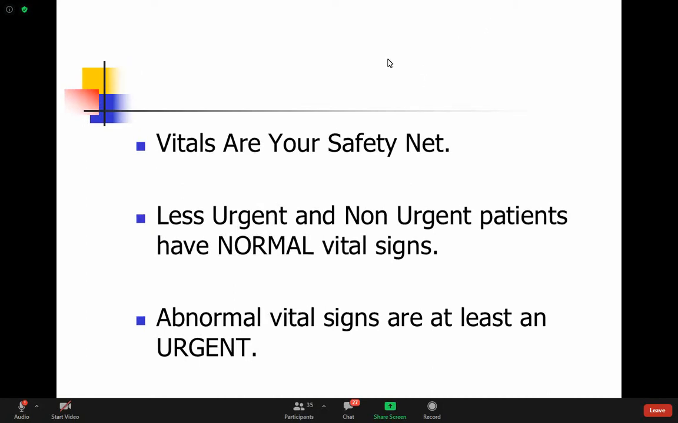Vital signs are your safety net. Make sure you do it on every single patient in triage. Less urgent and non-urgent patients have normal vital signs. So you cannot categorize a patient as level 4 or level 5 while he has abnormal vital signs. Abnormal vital signs are at least urgent, or at least level 3. So if the patient has abnormal vital signs, it's never level 4 or level 5. It's either 1, 2, or 3.